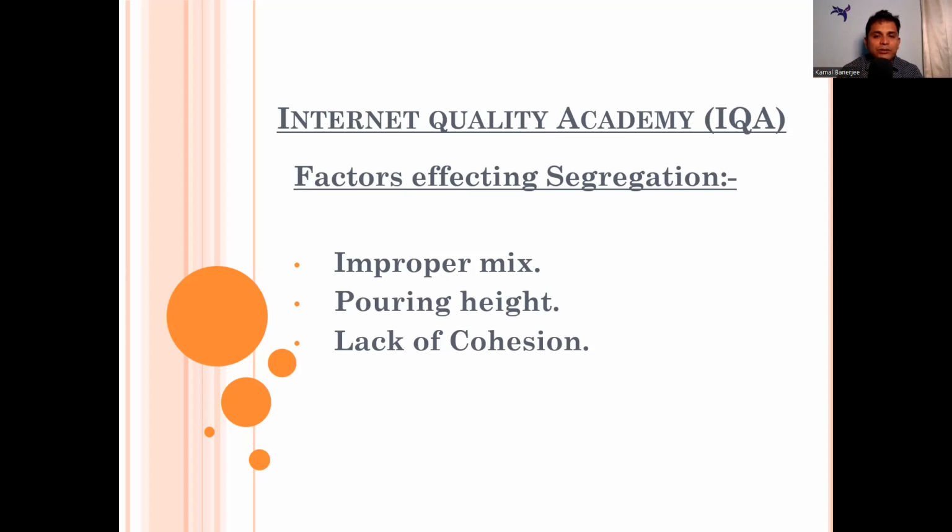And the lack of cohesion. If the cohesion of the properties or the ingredients of the concrete is less, then there is a tendency that aggregate can be separated from the cement paste. So this has to be taken care of whenever we prepare the mix. That is improper mix, pouring height, and the lack of cohesion.